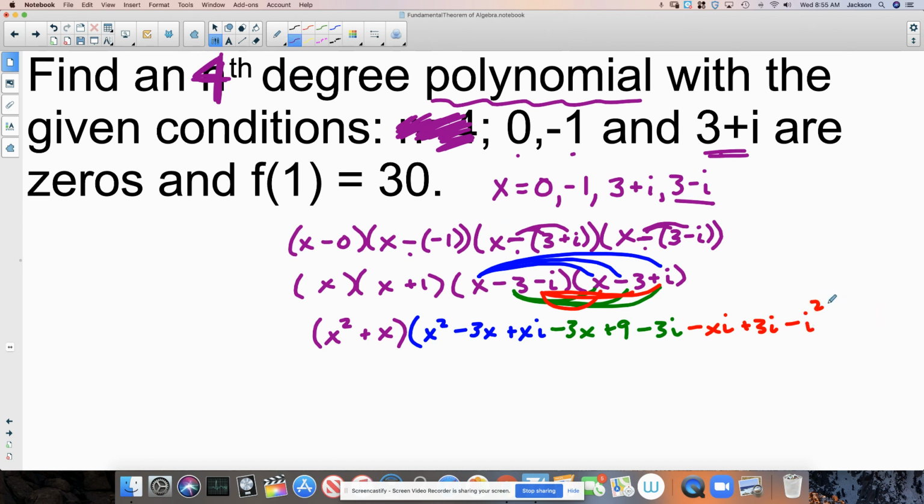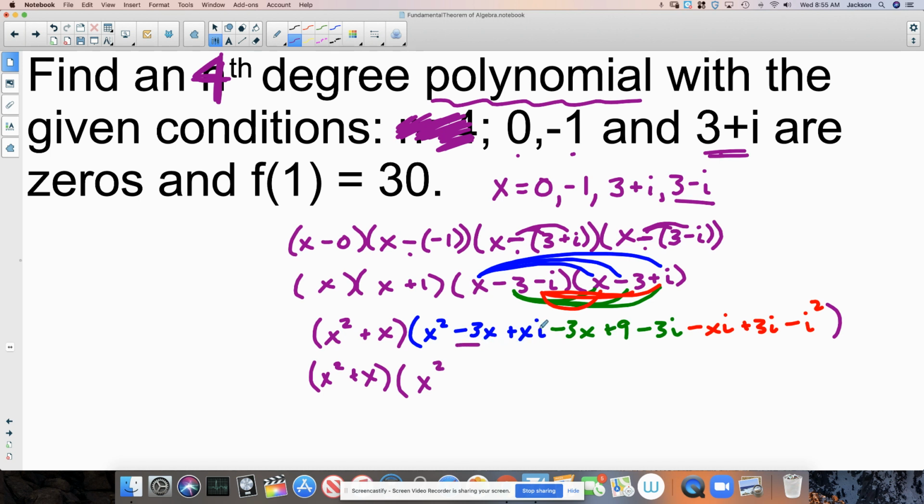Okay? So we end up with 9 terms in that expansion, right? It's not difficult, it's just work. Don't confuse those things. Now when we look at this, some of these terms are going to cancel, right? The x squared, there is no other x squared term, so that's going to stick around.